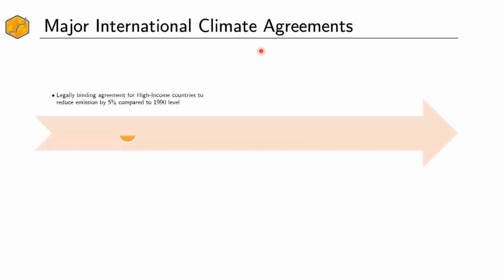The first one that happened is the Kyoto Protocol in 1997. I'm pretty sure you must have heard about this. This came into the news. In that Kyoto Protocol, a legally binding agreement was created for high-income countries, developed countries essentially, to reduce emissions by 5%. When you say emission, this is CO2 emission.